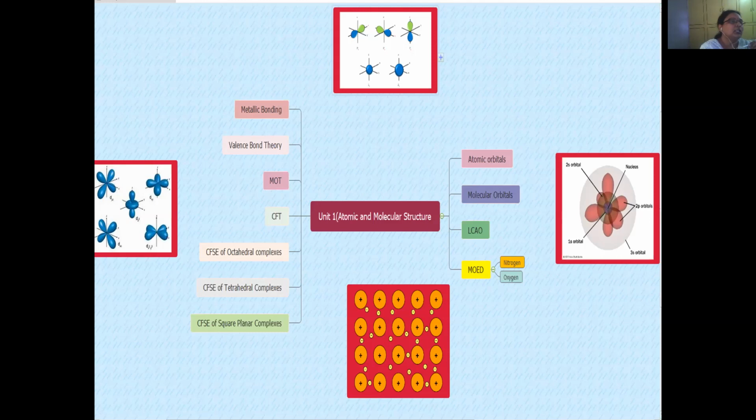Then CFT, crystal field theory, and the factors affecting it: nature of the metal ion and nature of the ligand. Then we went for crystal field splitting of octahedral, tetrahedral, and square planar complexes. All these things we have done in 8 modules.